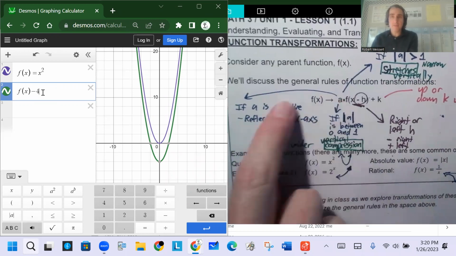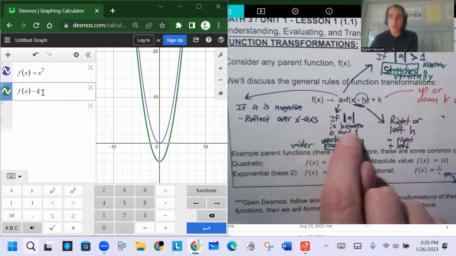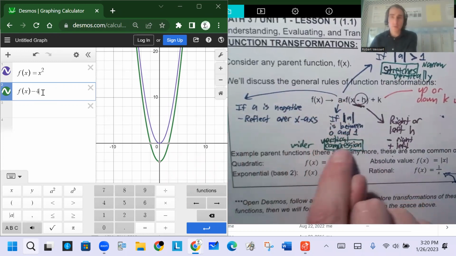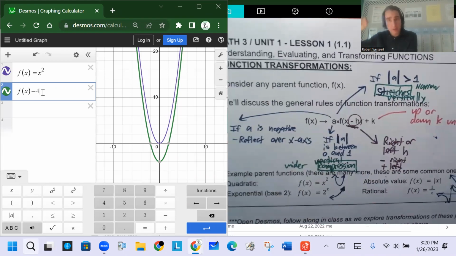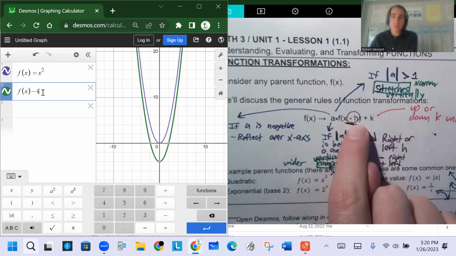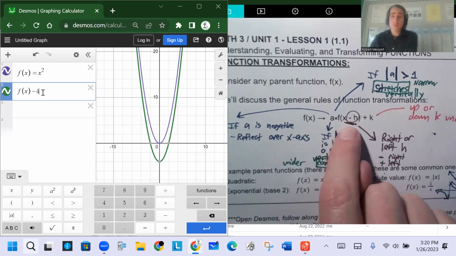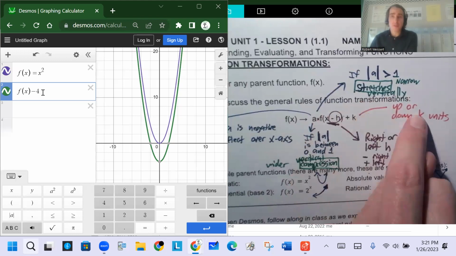Again, a being negative is going to be reflecting over the x-axis. If it's between 0 and 1, ignoring the sign, it's going to be a vertical compression. If it's greater than 1, it's going to be stretched. It's going to be narrower. Inside of the grouping with x, it's going to go right if it's a negative, and it's going to go left if it's a positive. And finally, outside is just going to go up or down k units depending on the sign.